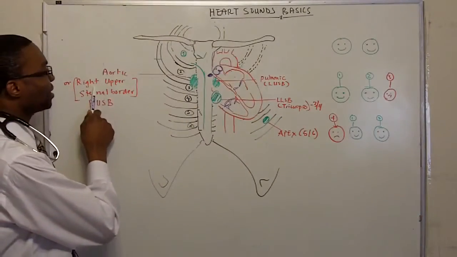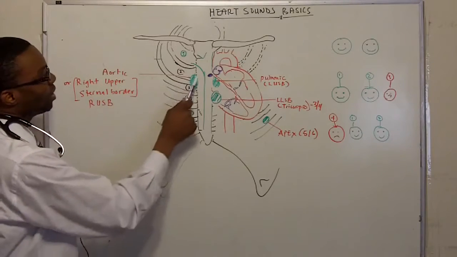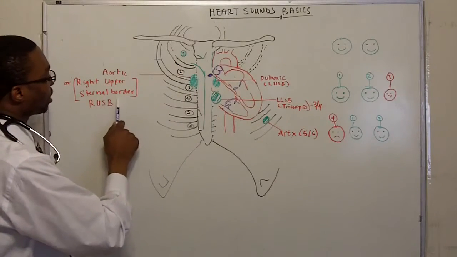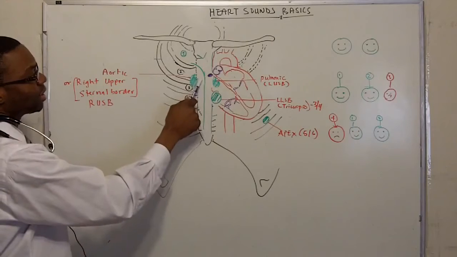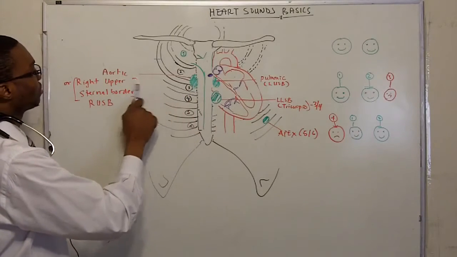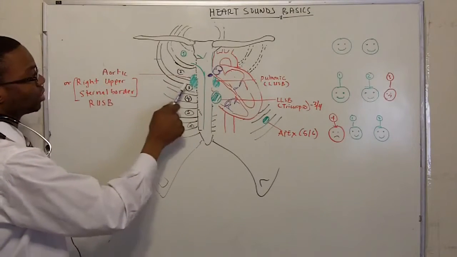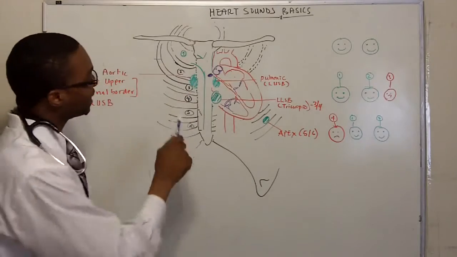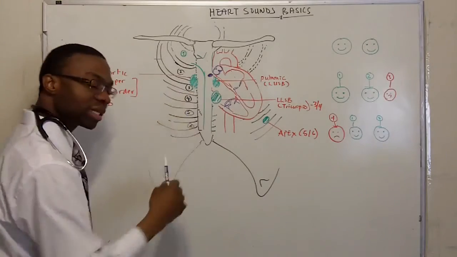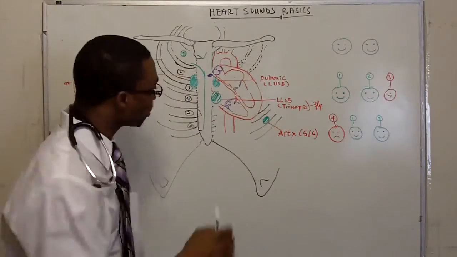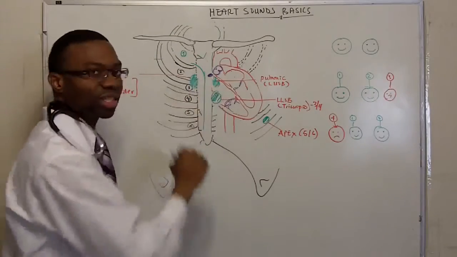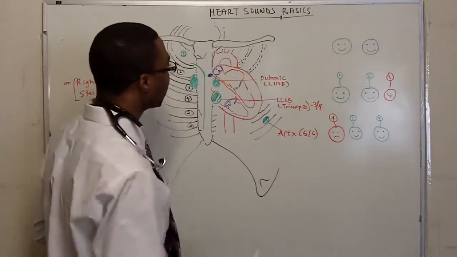And we call this the right upper sternal border, RUSB, right there. Right upper sternal border, right? But it's in between the second and the third intercostal space. So kind of right in this region. It's a region, like a little area.